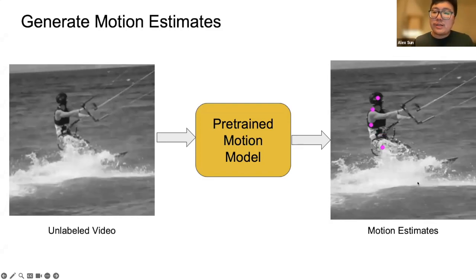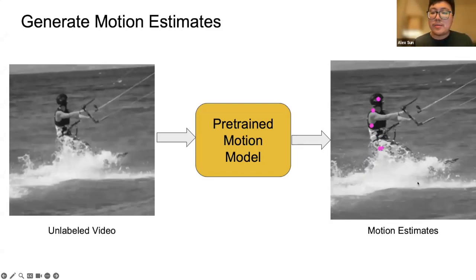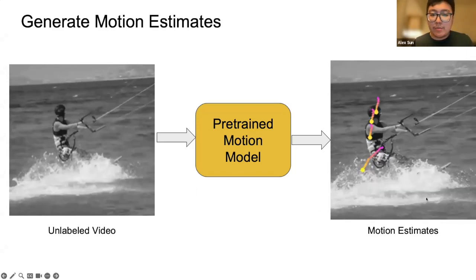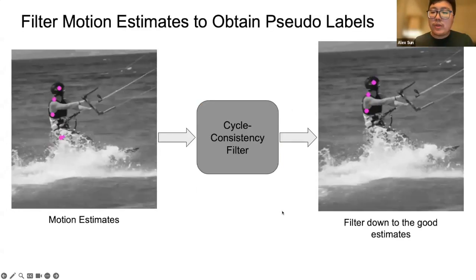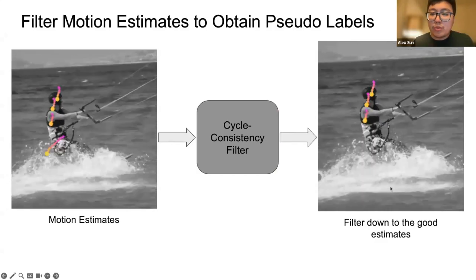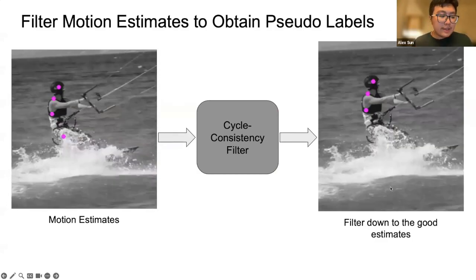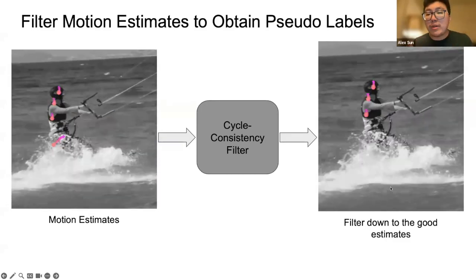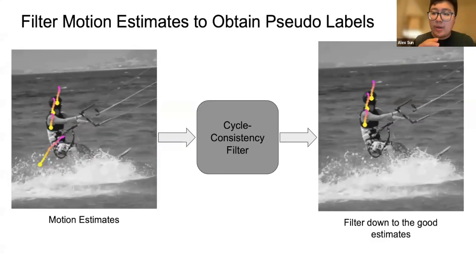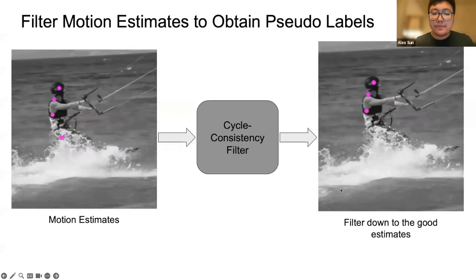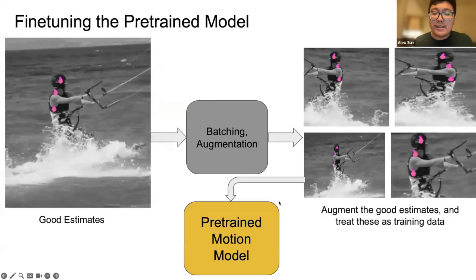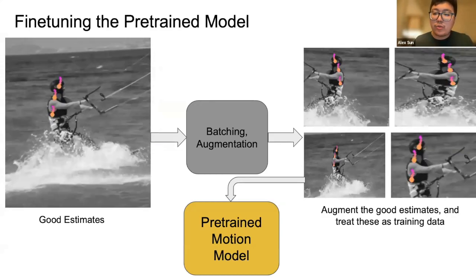In our method, we focus on obtaining clean training signals from unlabeled videos. We first run the pre-trained motion model on an unlabeled video to generate some motion estimates. And then we design a cycle consistency-based filter to filter those estimates down to good trajectories. Specifically, cycle consistency assumes that for a good track, if we track forwards in time and then start at the end point and track backwards in time, we should end up at the original start point. In the next stage, we perform some augmentations on those good estimates and fine-tune the pre-trained model to reproduce those estimations.